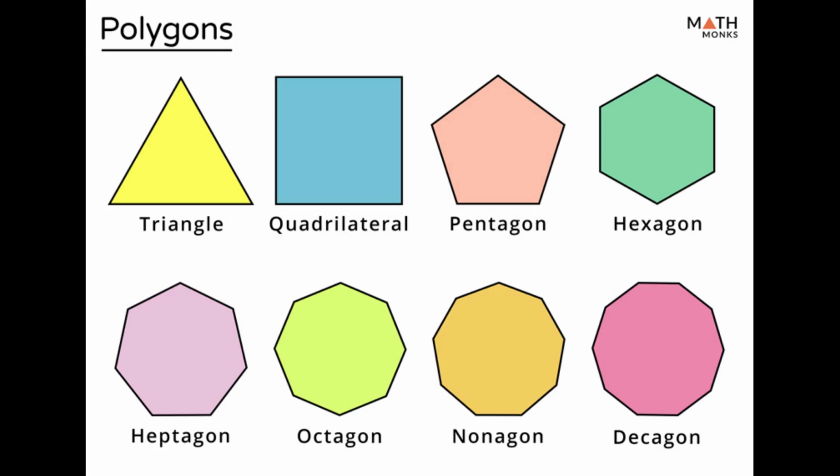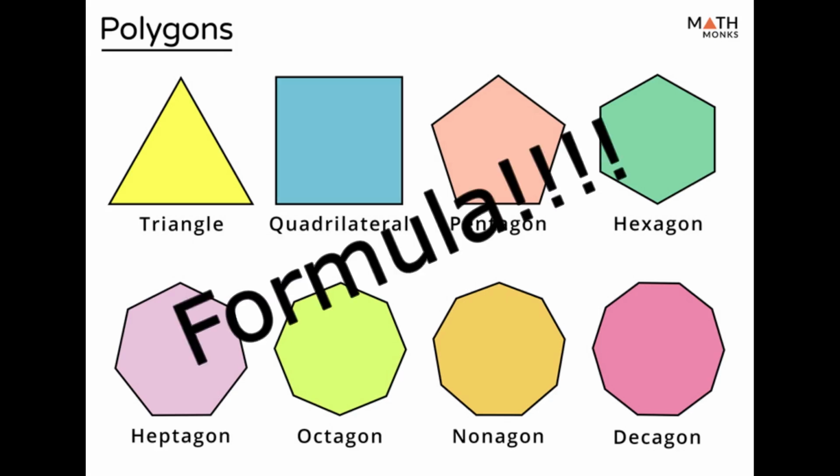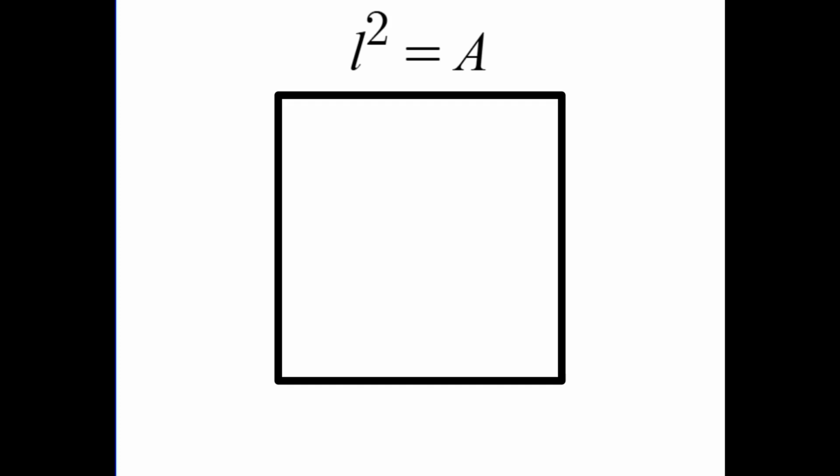Hello, today we will be creating our own formula for the area of regular polygons starting from the basics. First, let's look at squares and rectangles, as they are foundational. We all know the area of a rectangle is its length times its width, and likewise for a square, as area is defined this way.